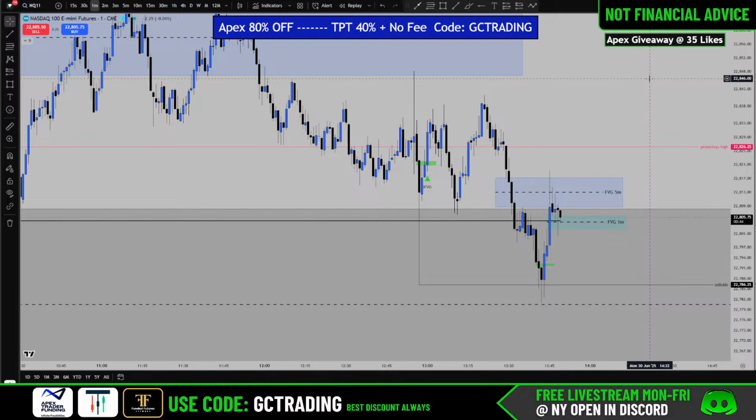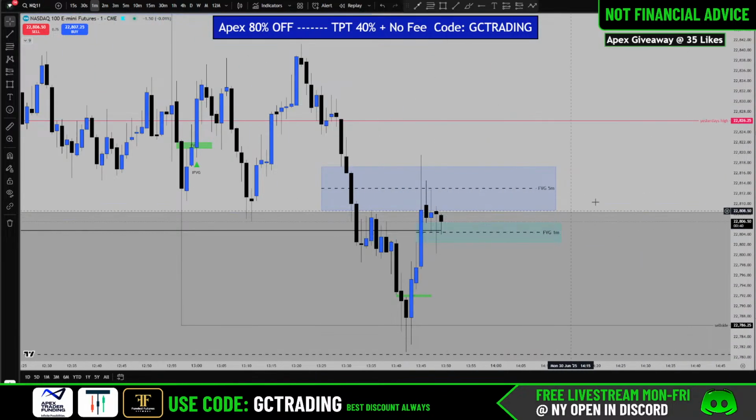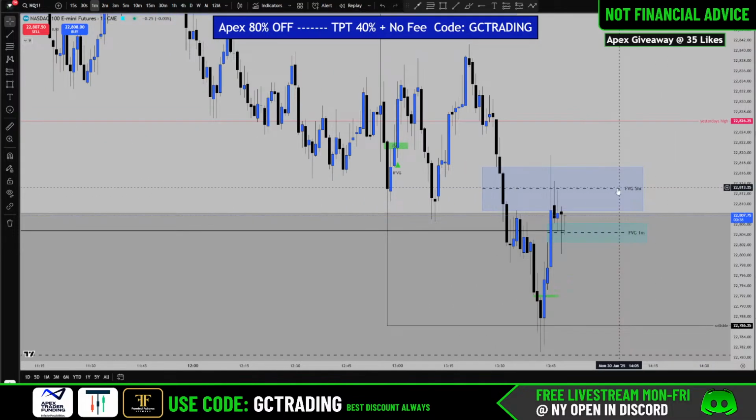Let's see. So now we're just kind of sandwiched between. You can see we're sandwiched between this CE and this CE. Consequent encroachment. Let's see, guys.